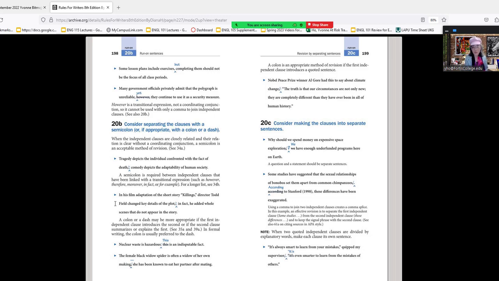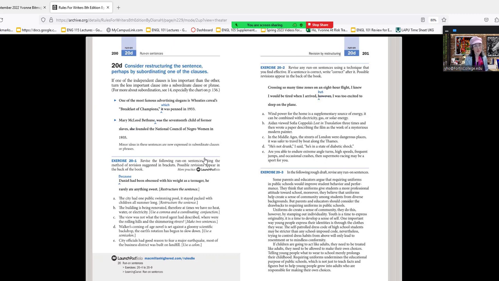And so when two quoted independent clauses are divided by explanatory words, make each clause its own sentence. "It's always smart to learn from your mistakes," quipped my supervisor. And then for the next sentence, you put a period and start a new sentence. "It's even smarter to learn from the mistakes of others." Amen to that one.